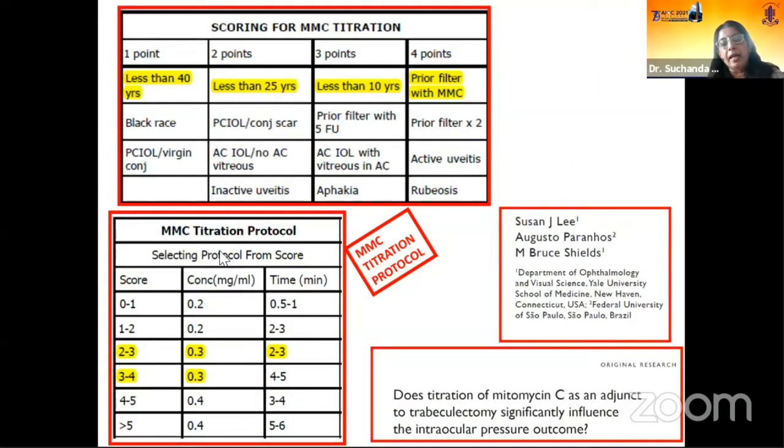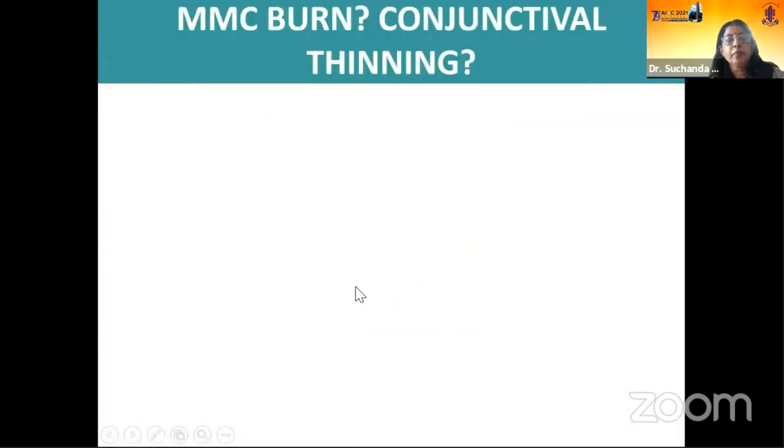Susan J. Lee et al. came up with an original research paper where they developed an MMC titration protocol. They observed their patients pre-operatively and gave them points. For example, 1 point was given to patients less than 40 years, black race, PCIL, virgin conjunctiva, and 2 points to less than 25 years, PCIL with conjunctival scar, ACIL, no vitreous. In this way, they gave their patients points and then used this chart to titrate the approximate concentration of mitomycin to be used in that patient and the ideal duration.